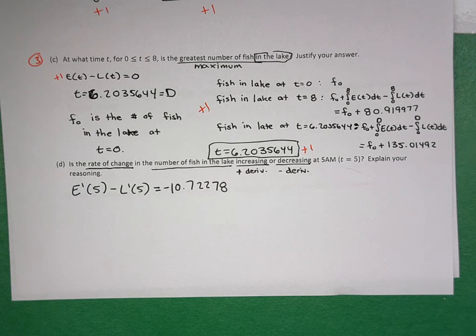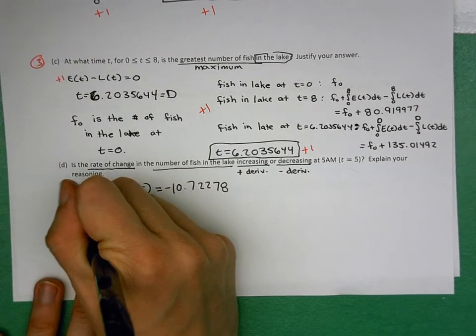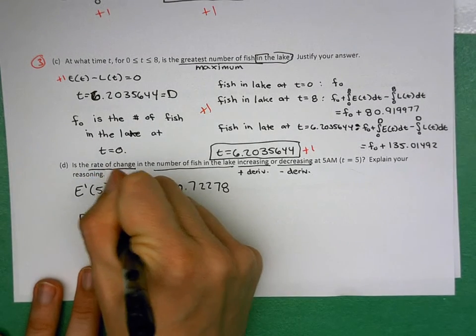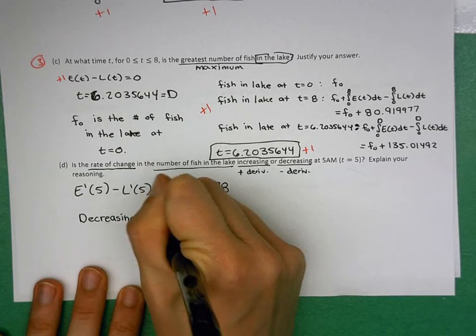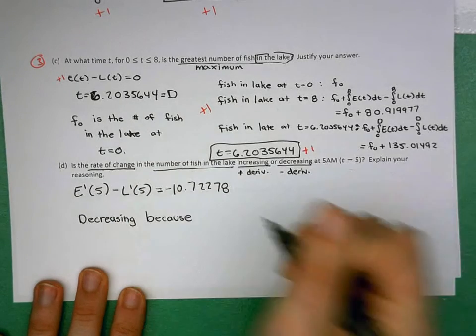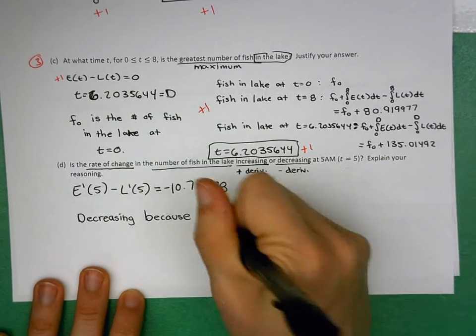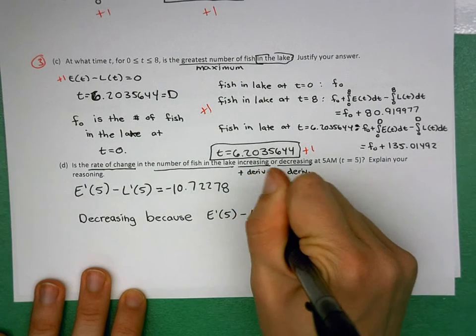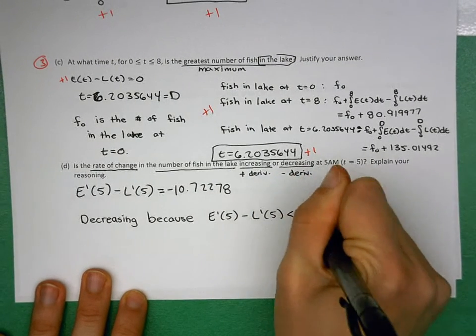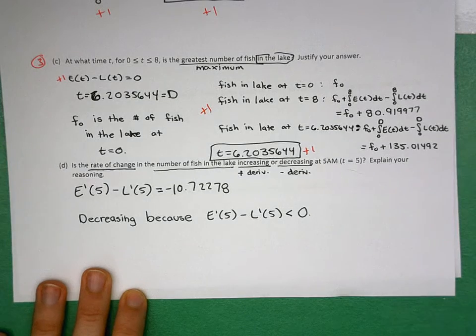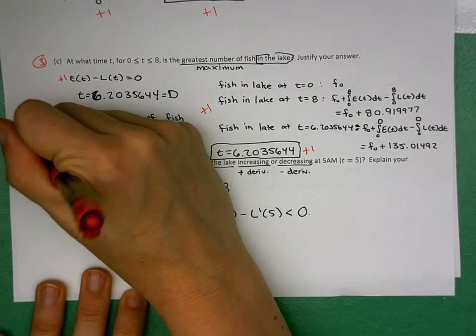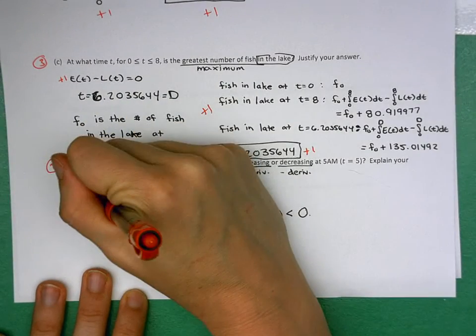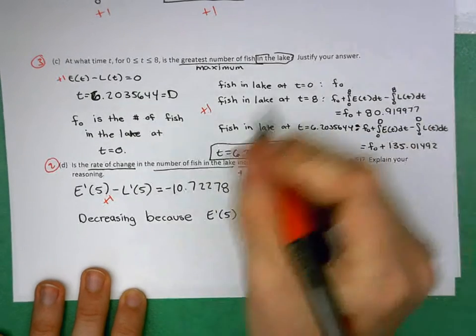Now, this would be decreasing because my E prime of 5 minus L prime of 5 is negative. This one is 2 points. 1 for considering E prime and L prime.